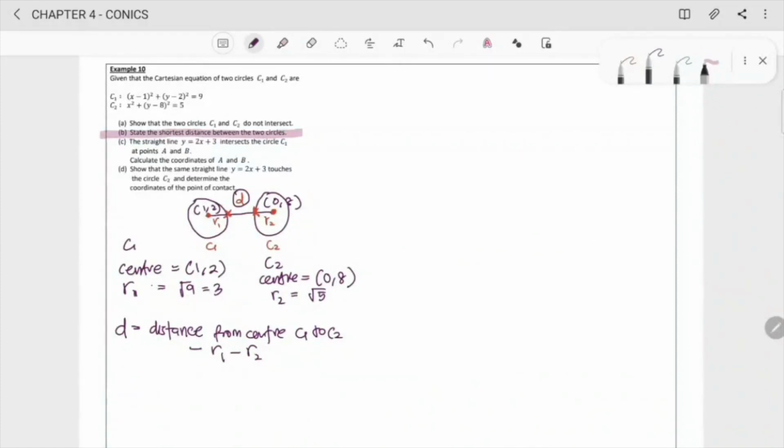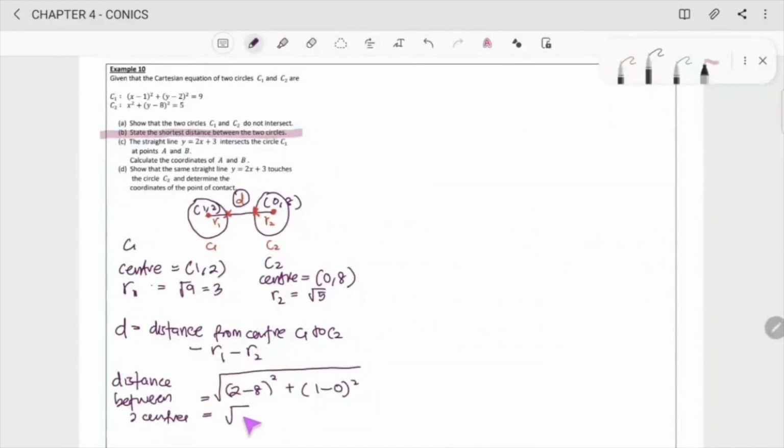The distance between the two centers is the square root of (2 minus 8, the y coordinates, squared, plus 1 minus 0, the x coordinates, squared), so we are going to have the square root of 37. That's the distance. Then we are going to subtract radius 1 and radius 2. So D is the square root of 37 minus R1, which is 3, minus R2, which is the square root of 5.